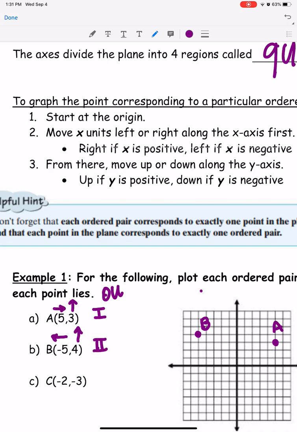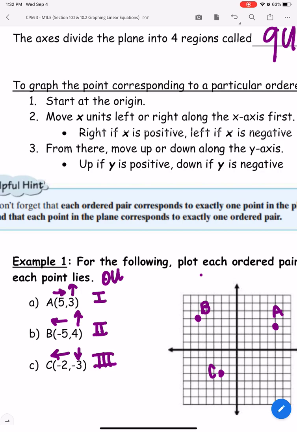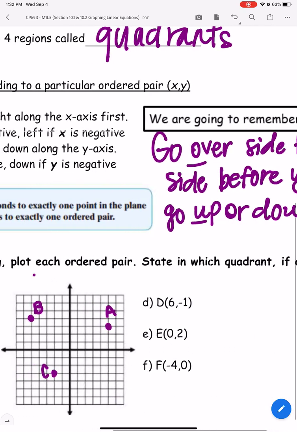C is -2, -3. So -2, OU, over side to side. We're going left 2, and then up or down, -3. Since 3 is negative, we're going to go down. So it means we're going 1, 2 over, 1, 2, 3 down. This is C, and that is in quadrant 3. Okay, over here on D.